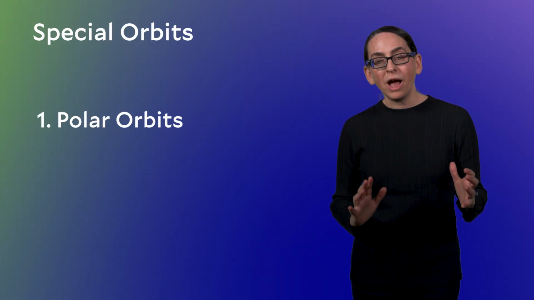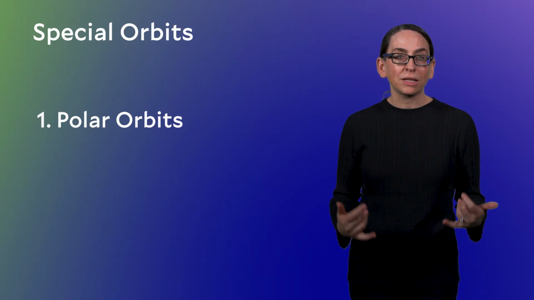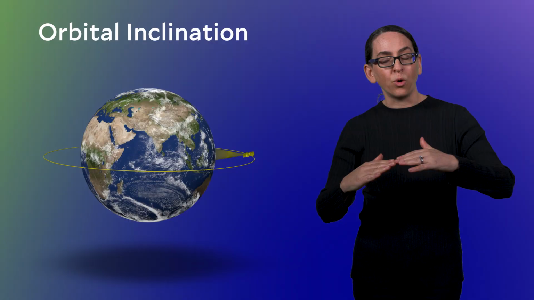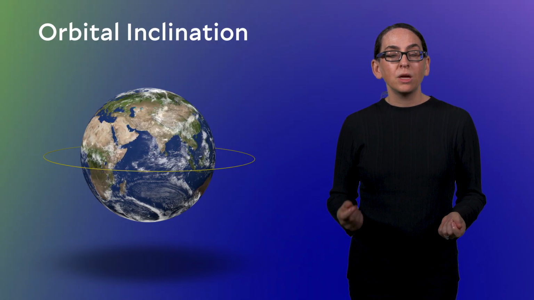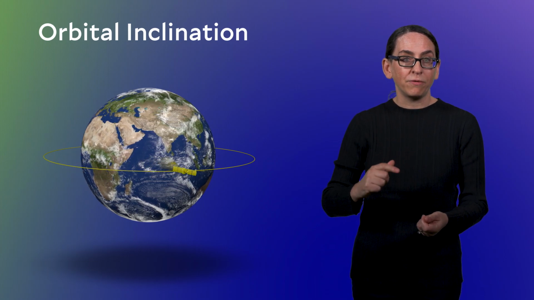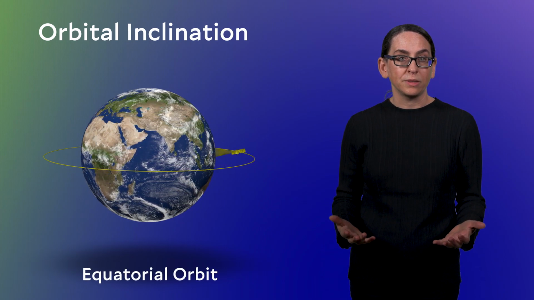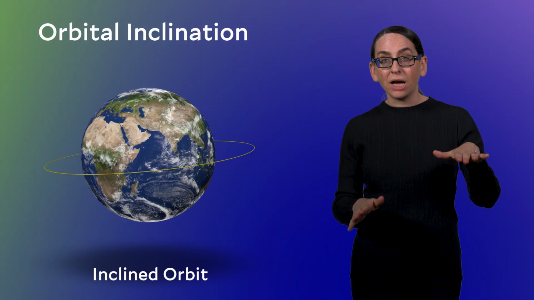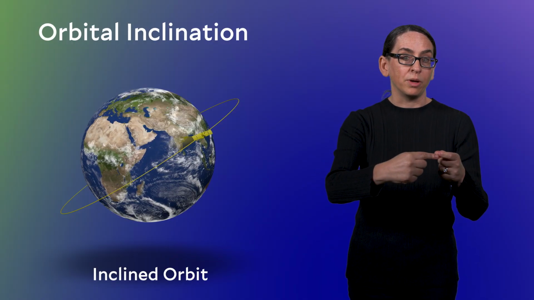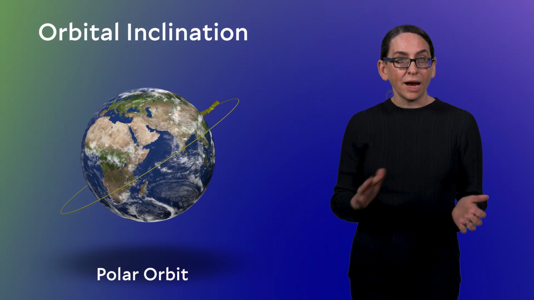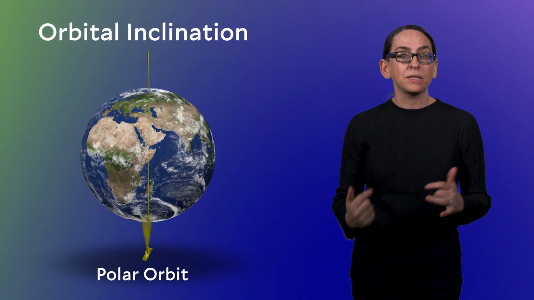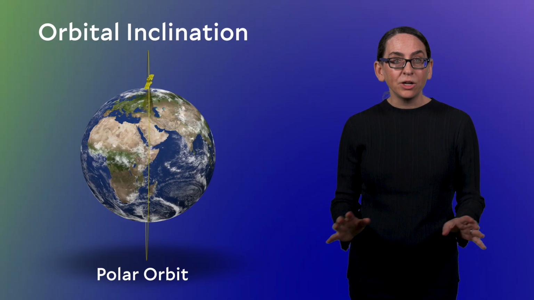So to figure out why polar orbits are so valuable, we need to come back to the idea of orbital inclination. Orbital inclination is how tilted an orbit is relative to the Earth's equator. So a satellite with zero inclination is orbiting in the direction of the Earth's rotation just above the equator. These are called equatorial orbits. Inclined orbits have some positive inclination relative to the equator, so they travel above and below the equator over the course of one orbit. And a polar orbit has 90 degrees inclination. It moves perpendicular to the equator, going over both the north and the south pole over one orbit. And here's where it gets interesting.